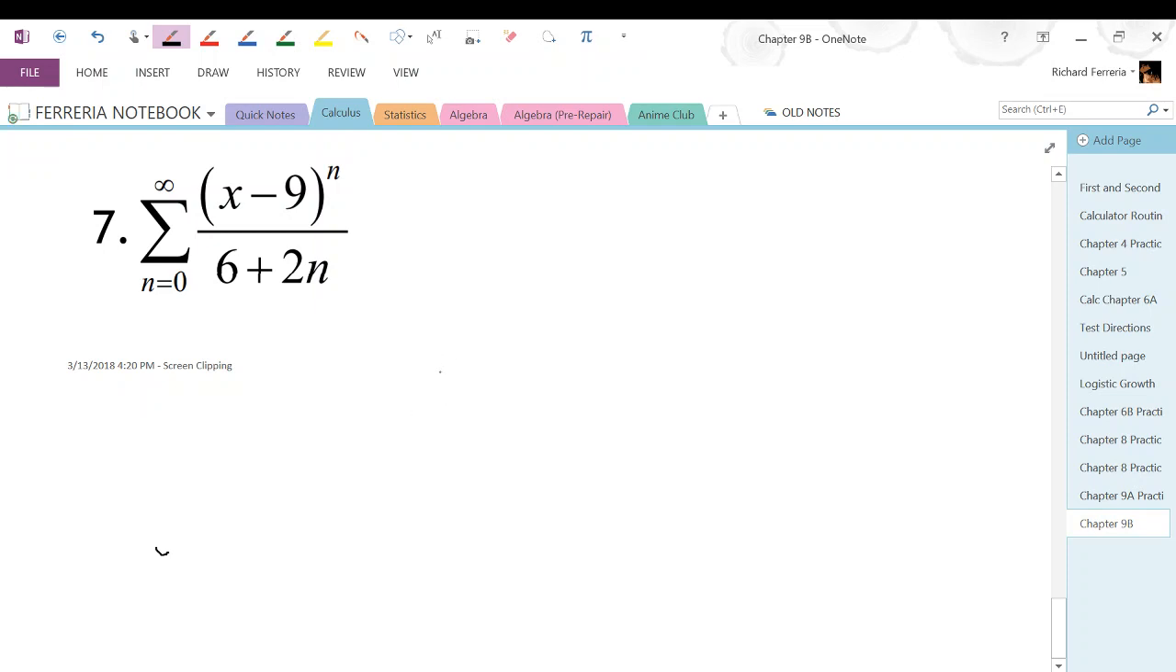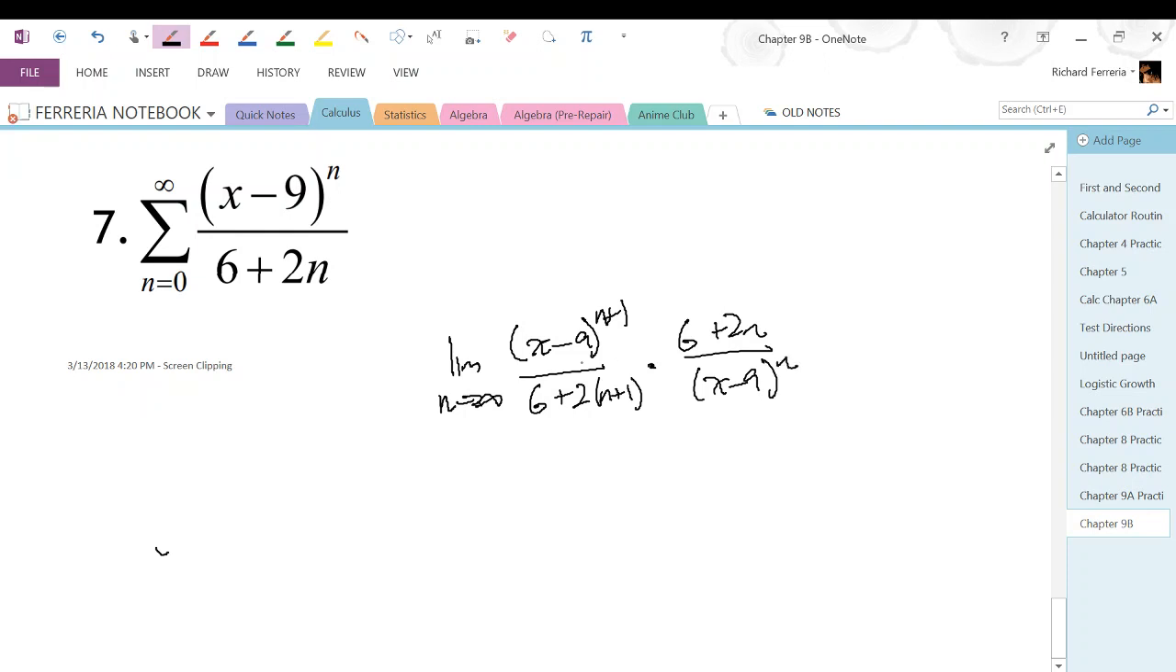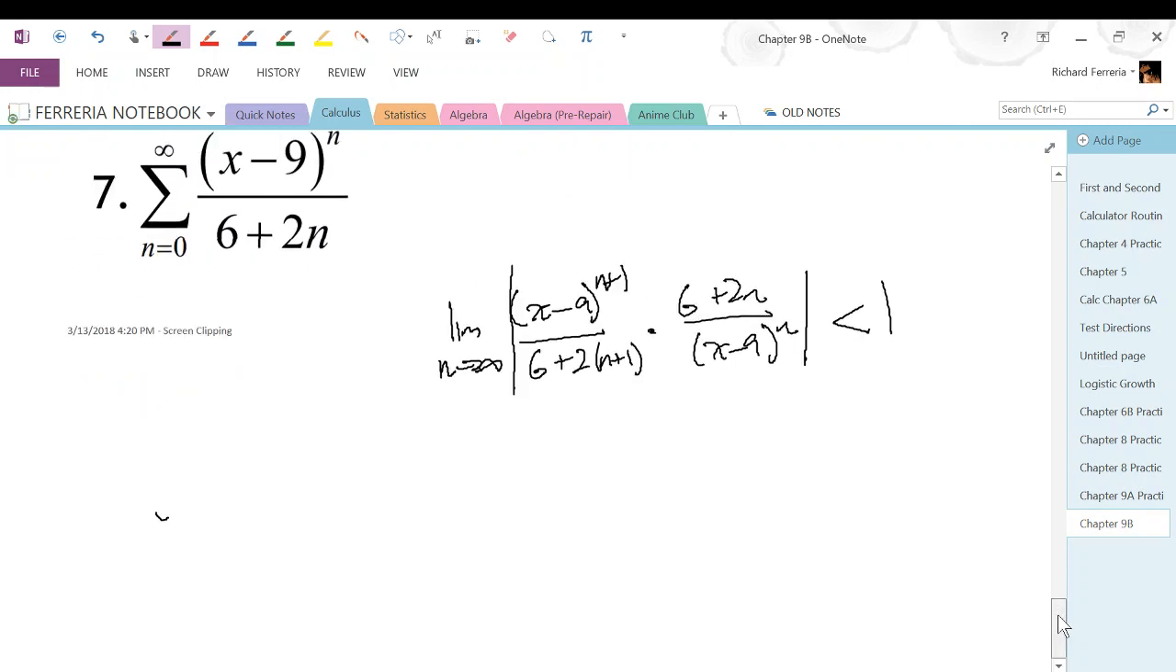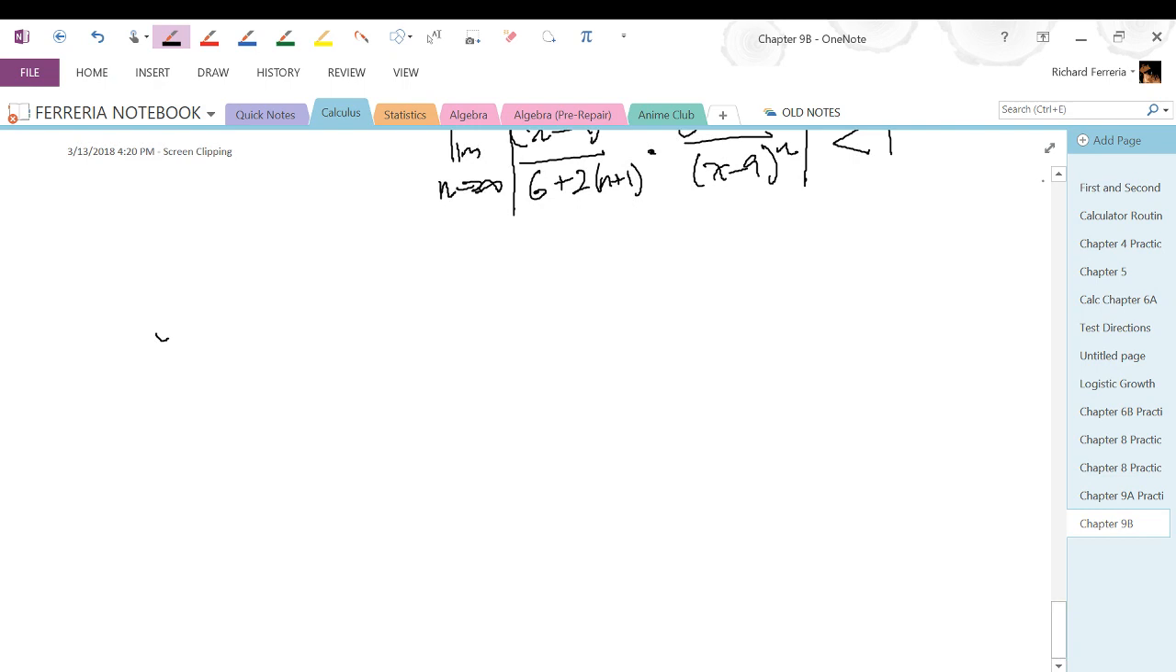Take the limit as n approaches... oh, it's working. Just take the battery out, put it back in. Interesting. The ratio is absolute value of x minus 9 to the n plus 1 divided by 6 plus 2n plus 1, multiplied by 6 plus 2n over x minus 9 to the n power. We want absolute values, and we want to make sure this is less than 1 so that we get an interval where this converges.